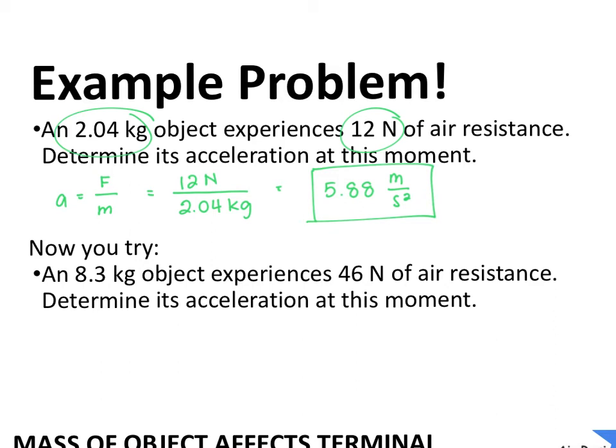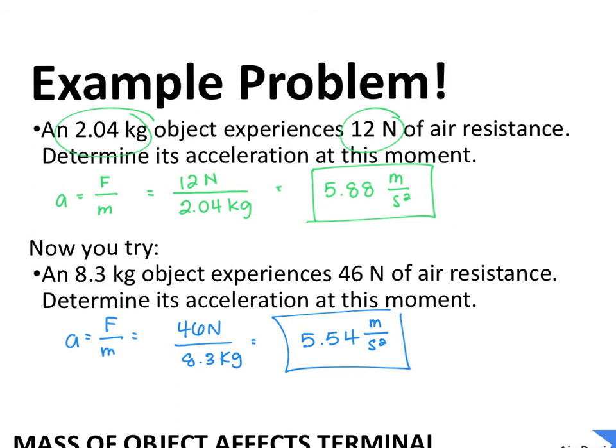Let's do number 2. Same idea where my acceleration is equal to force over mass. I have 46 newtons of force with 8.3 kilograms. I'm going to take my 46 divided by my 8.3, and I should get about 5.54. Again, I'm working with acceleration, so my unit should be meters per second squared, and that's all I need.